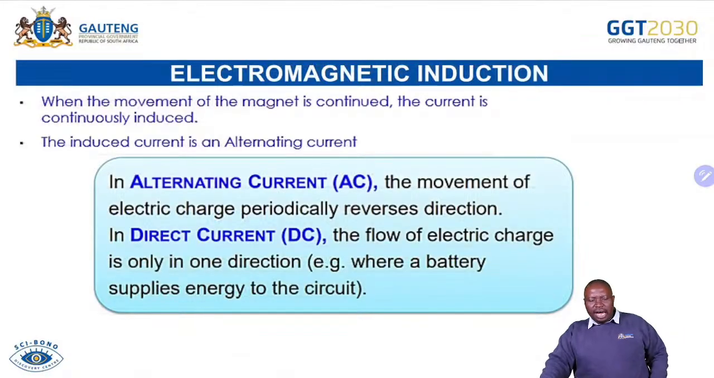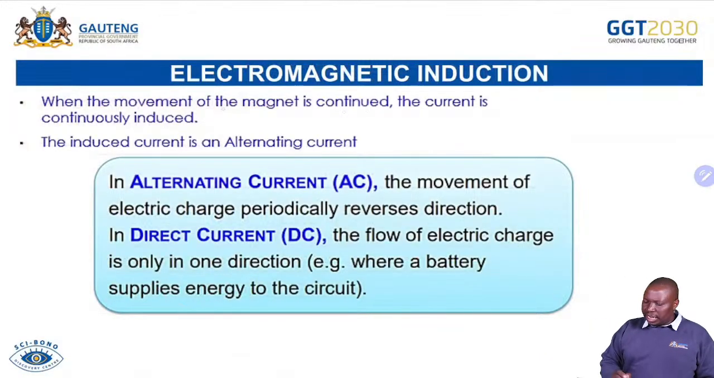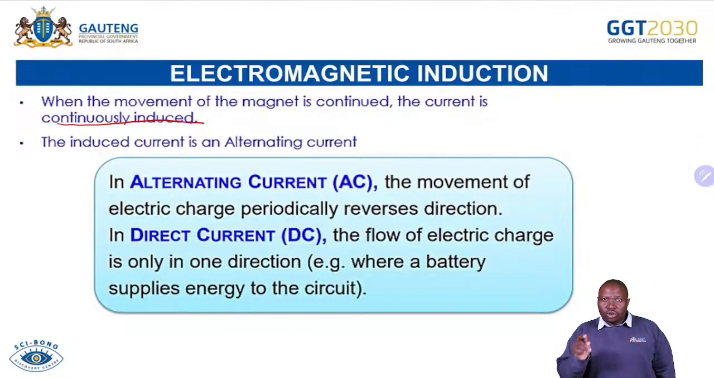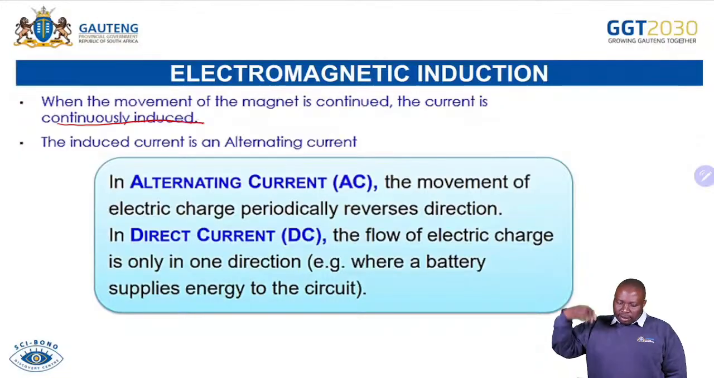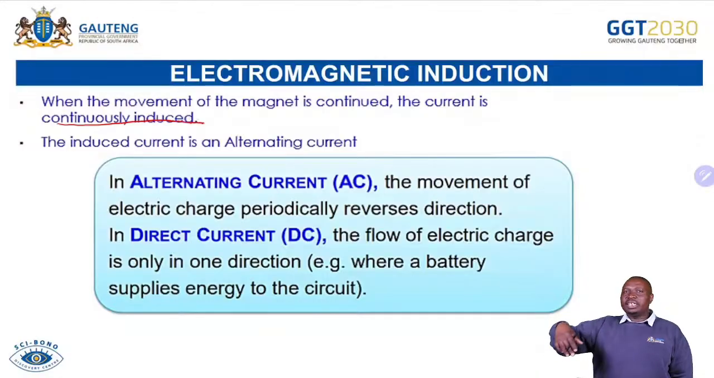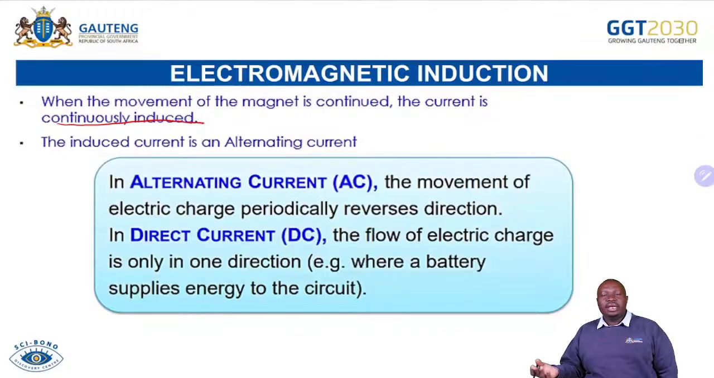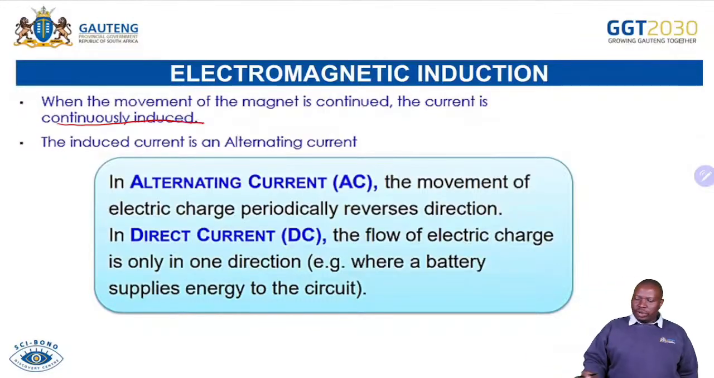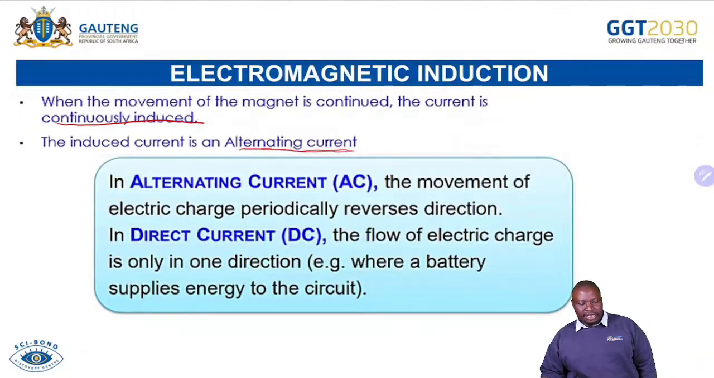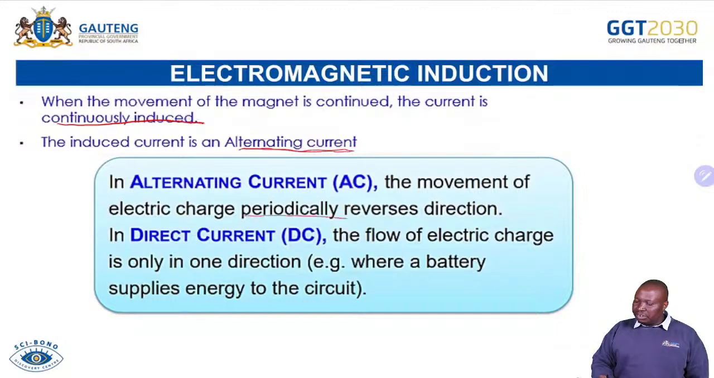Now, we said when the movement of the magnet is continued, the current is continuously induced. So you have to appreciate that there must be continuous movement of the magnet or the coil. Immediately when you stop, with no movement of the magnet or the coil, there is no induced EMF. And we're saying the induced current is alternating current. Remember, we're talking about alternating current, where the movement of electric charge periodically reverses direction.